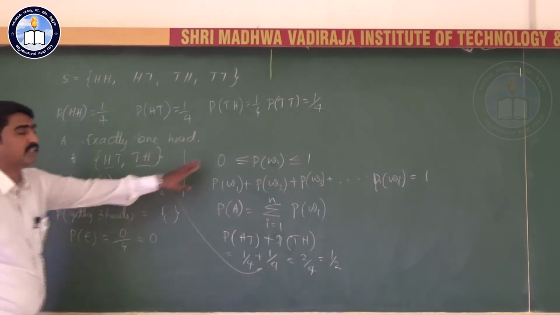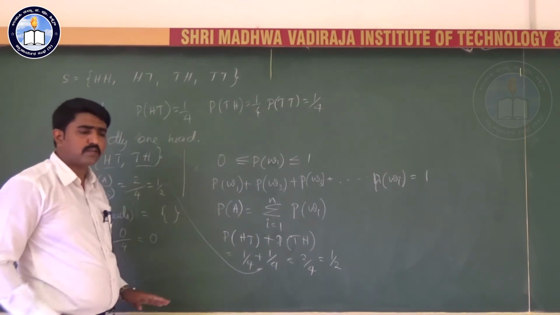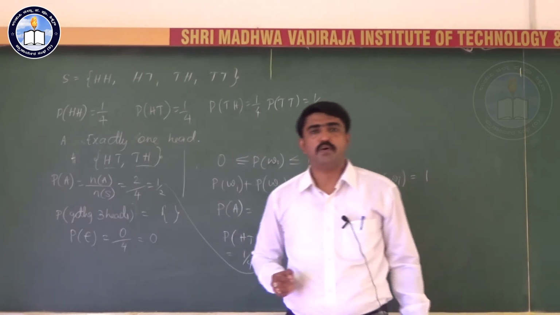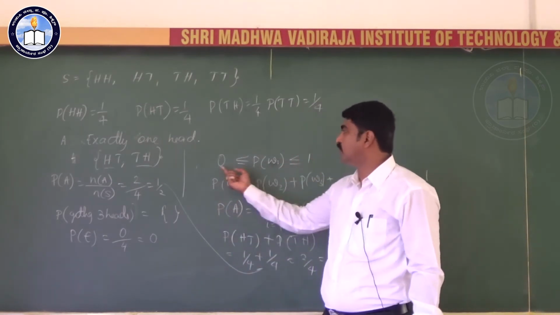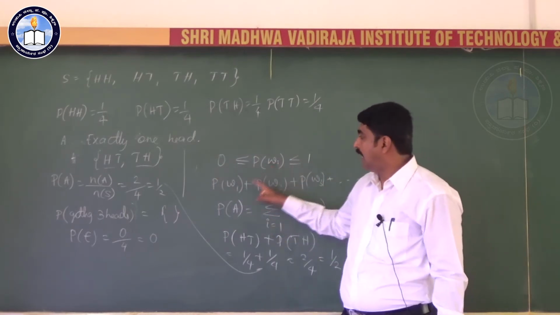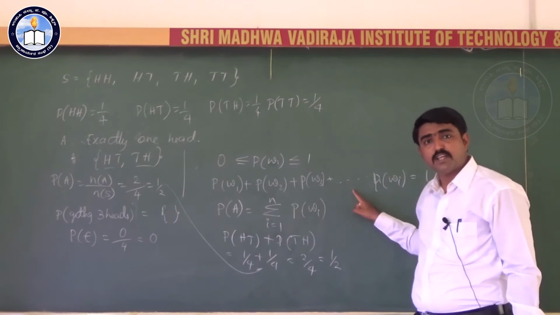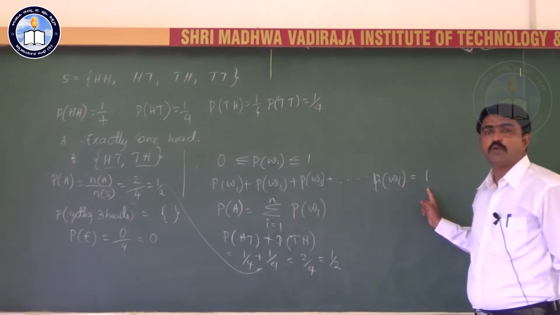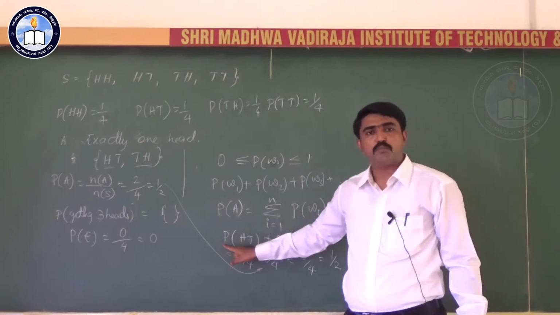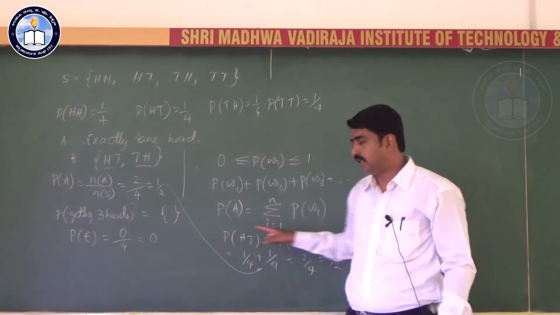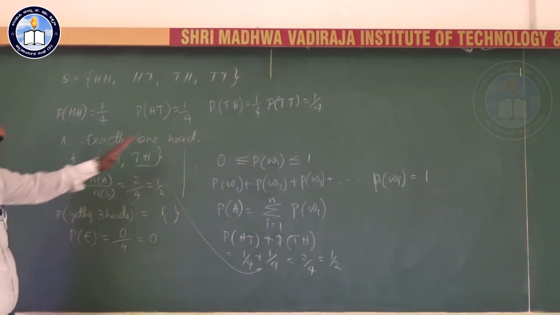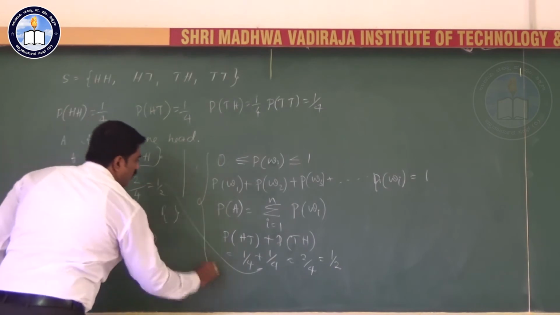So this is the axiomatic approach of probability. What is the axiomatic approach of probability? The probability of each sample point is always greater than or equal to 0 and less than or equal to 1. And the sum of the probabilities of all sample points is always equal to the probability of the sample space. And if you want to find the probability of any event, that is the sum of the probabilities of the sample points of that event. So this is the axiomatic approach of probability.